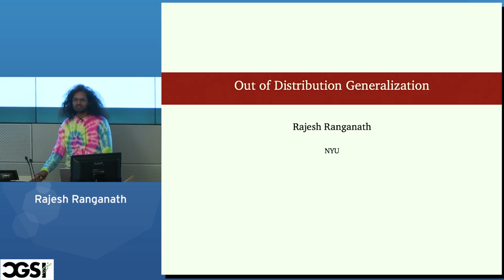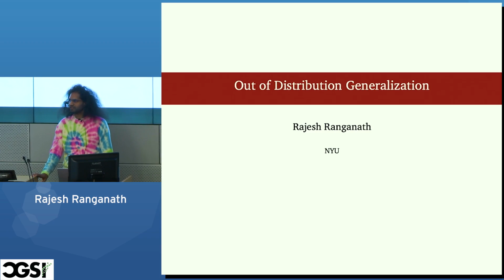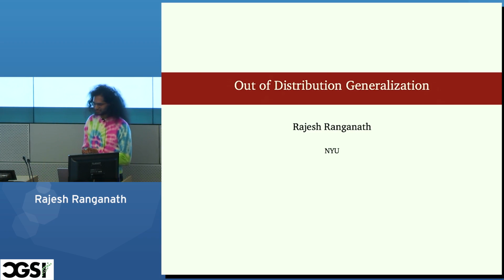I am Rajesh Ranganath. I'm from NYU. I'm in computer science and data science, and we're going to talk about out-of-distribution generalization.